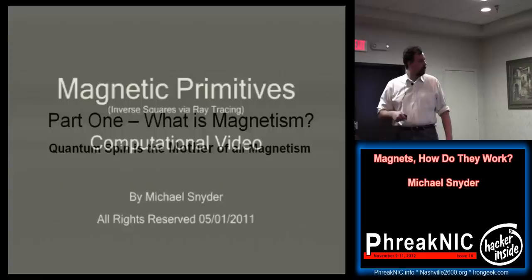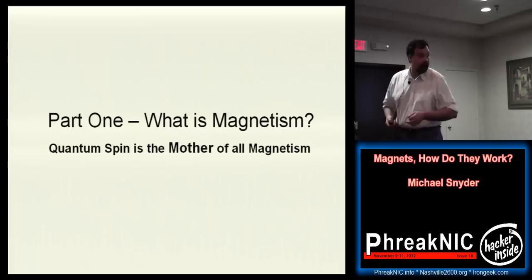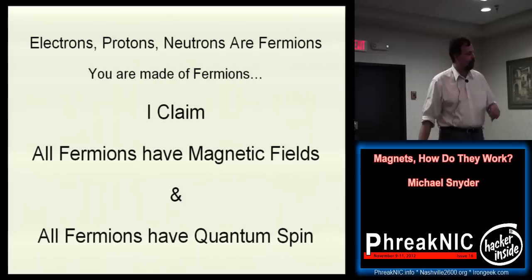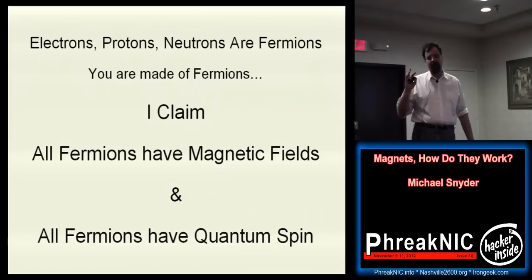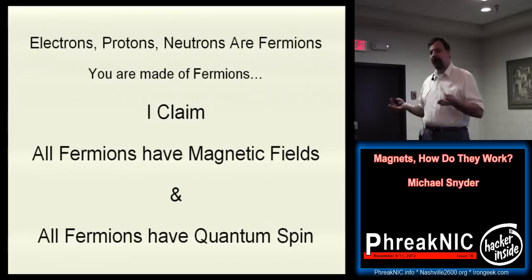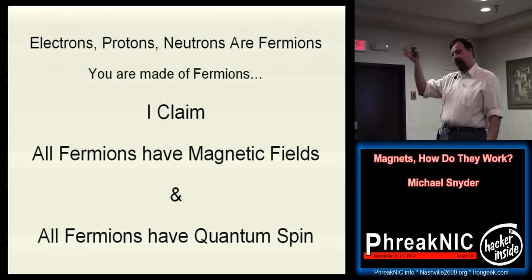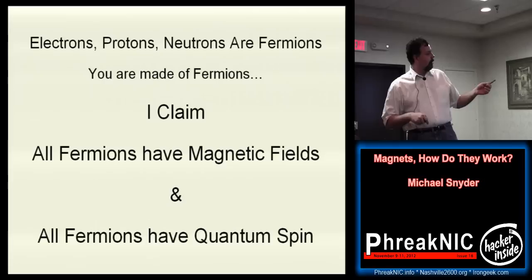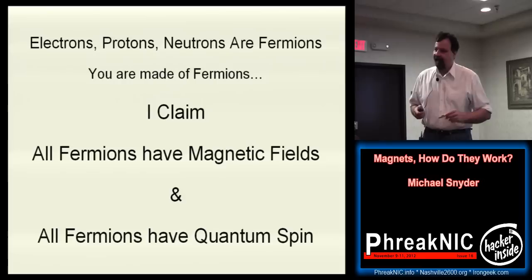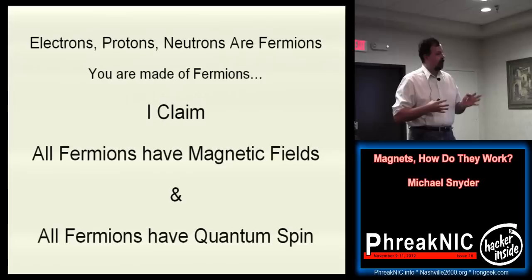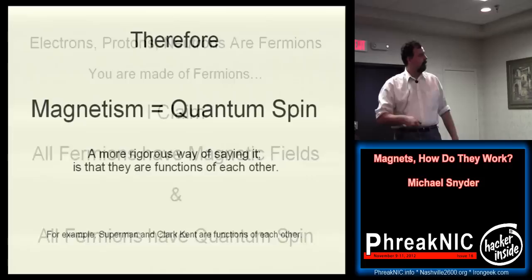Part one, what is magnetism? Quantum spin is the mother of all magnetism. And here are some big claims, but I can back most of these up. Electrons, protons, neutrons are fermions. That means they have a quantum spin of 1/2. You and the person next to you are made of fermions. It just happens that all fermions have a magnetic moment based on quantum mechanics, and that all fermions have quantum spin. There is a relationship here, but most people never say the obvious thing. Magnetism equals quantum spin. They're directly related.